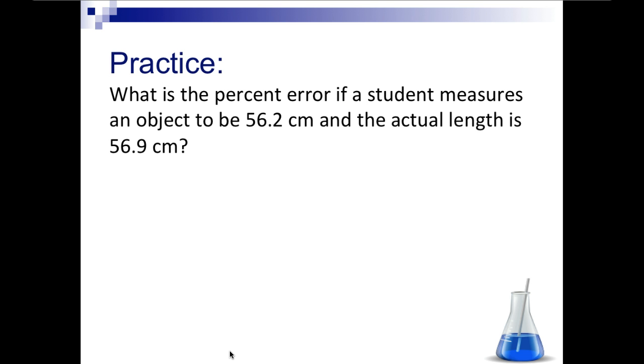Let's look at a practice. Remember, with these practice problems, I want you to try these. So pause your video, try this on your own, unpause your video when you're ready to walk through the answer with me. Great, well, welcome back.